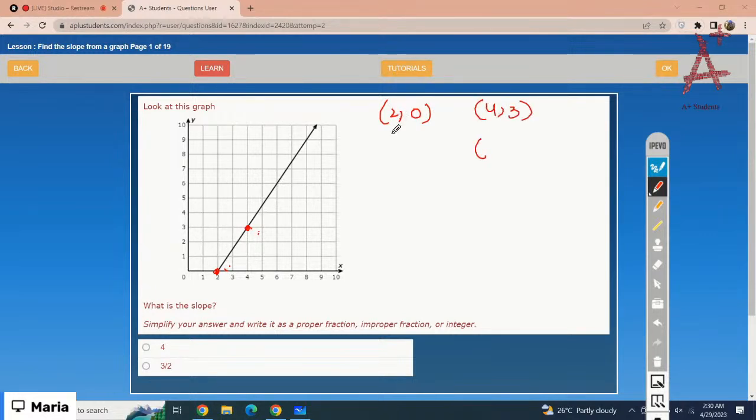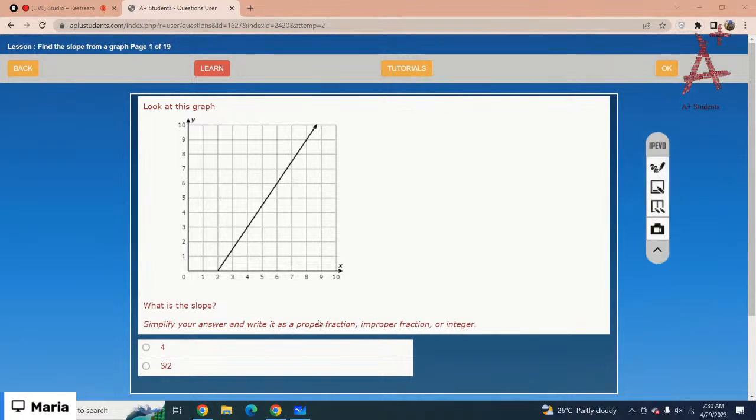So change in y, this one is x1, this one is y1, that would be x2, and that would be y2. So it would be y2 minus y1 over x2 minus x1. So it would be 3 minus 0 and 4 minus 2, so it would be 3 over 2. Got it, everyone? The correct option is 3 by 2.